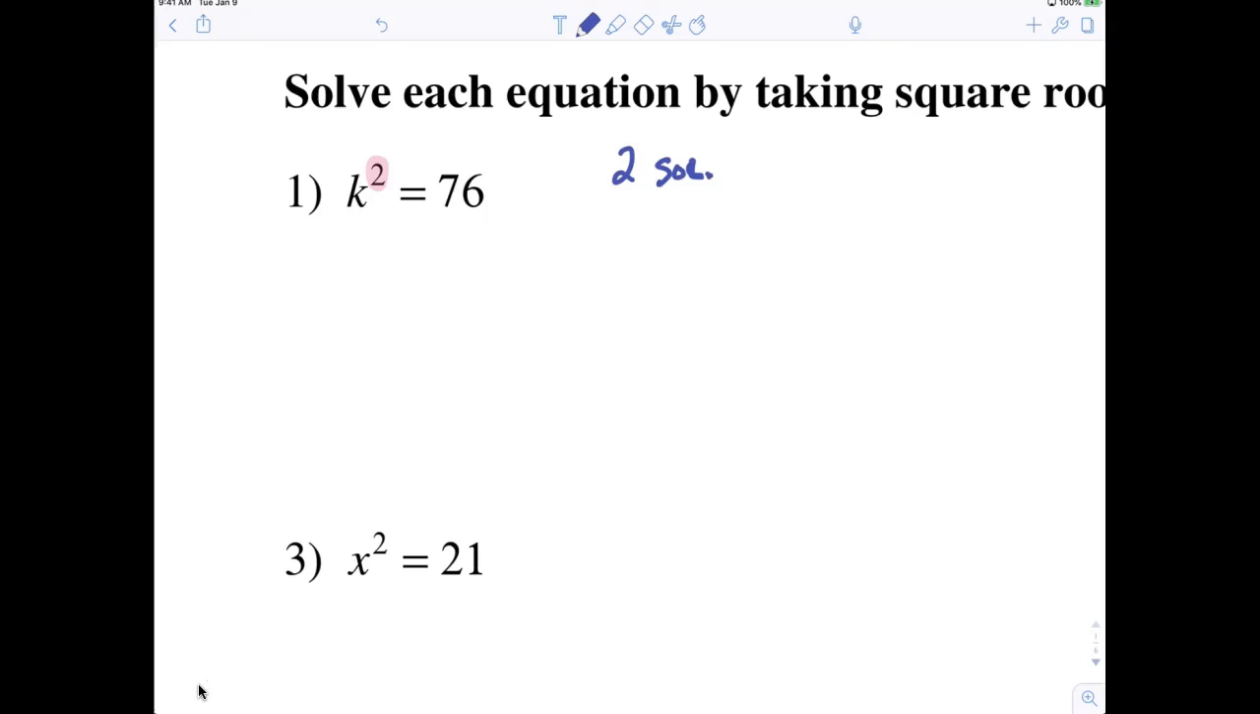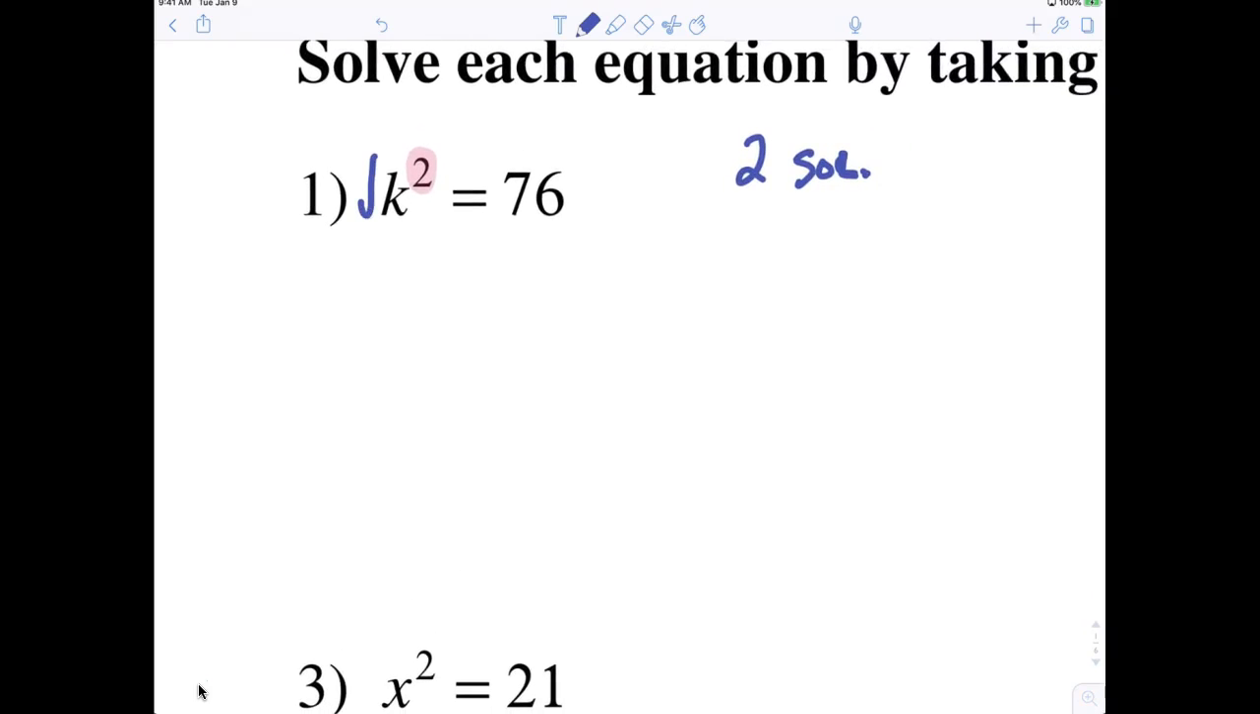Now, how do you think we undo a square? You take the square root. Thank you very much. So look how simple this is, guys. I'm going to take the square root. When I take the square root, it's going to be k is equal to, now, it's not just the square root of 76, but we say it's plus or minus the square root of 76. Is everybody with me on that? All right, that's how you get the 2 solutions. It's the same, one positive, one negative.